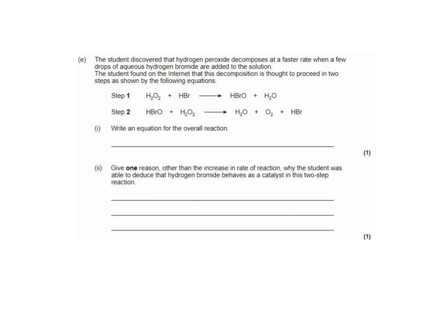So putting these two together, getting rid of any essentially spectator ions or any intermediates. So actually what we should find is that 2H2O2 forms 2H2O plus O2. Okay.